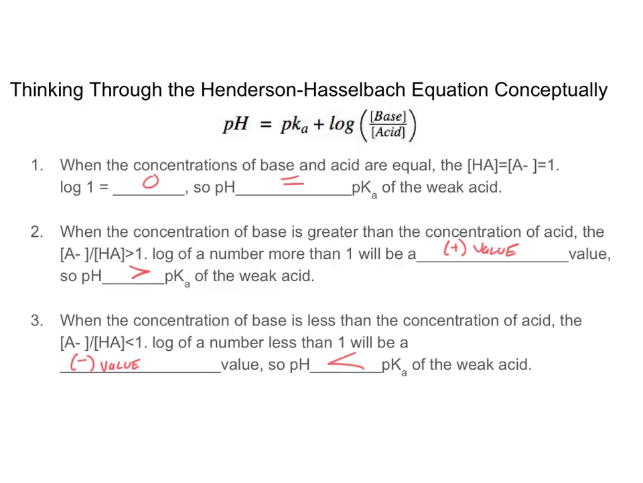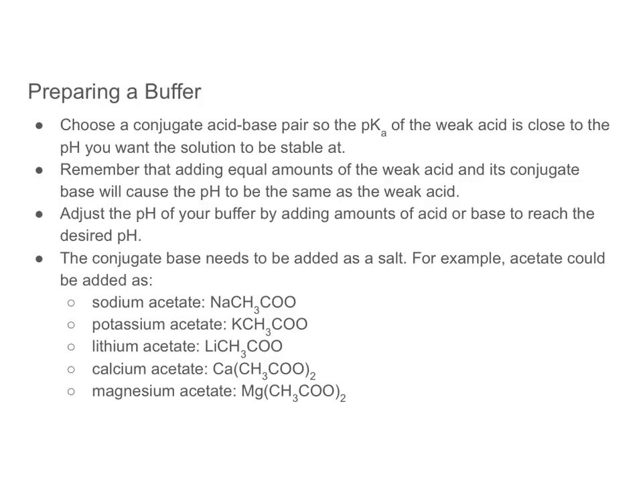All right. So when you have to actually make a buffer, or describe how to make a buffer, you have to choose conjugate acid-base pairs so the pKa of the weak acid is close to the pH you want the solution to be stable at. What I mean by that is you want to be plus or minus 1 pH unit of the desired pH of the buffer.